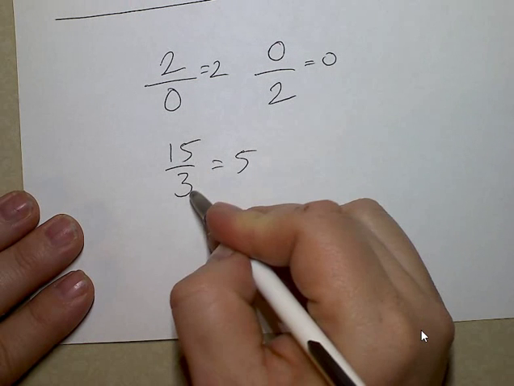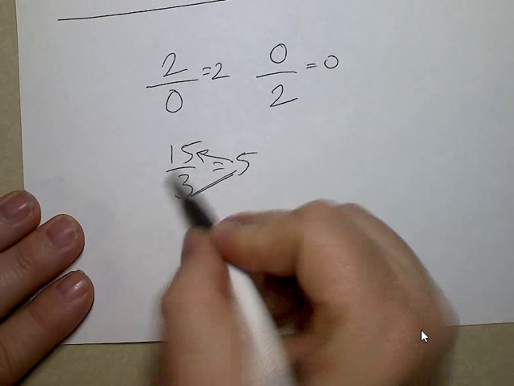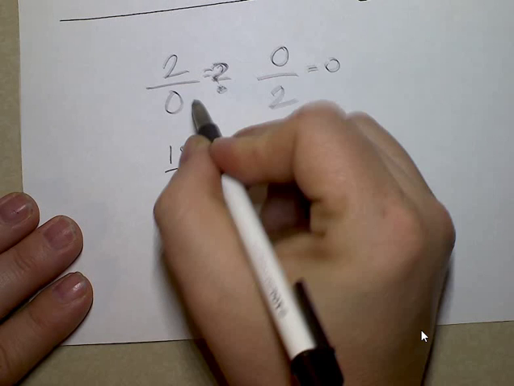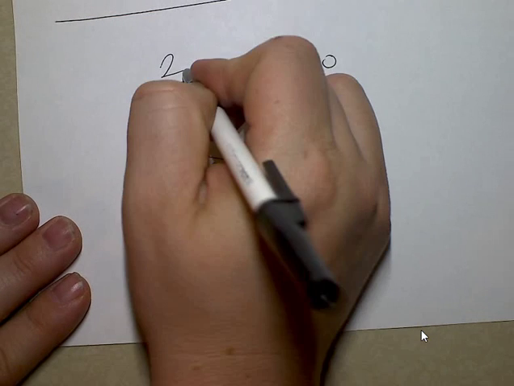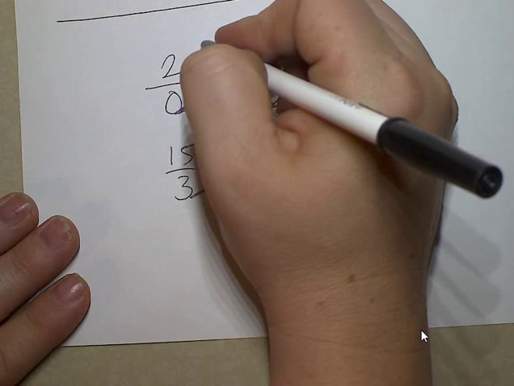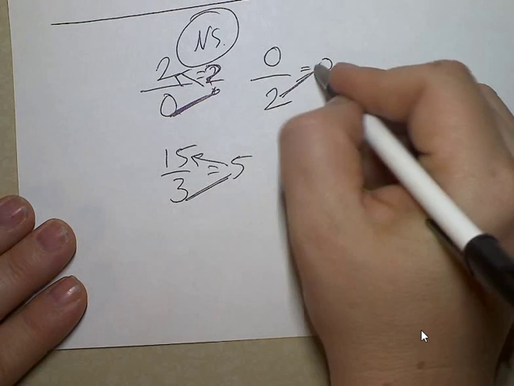Do you agree 3 times 5 equals 15? So when you figure out this answer, think to yourself, ready? What number can you take times 0 and it equals 2? Nothing. There's no answer. This doesn't exist. There's no solution to this problem. And then is 2 times 0 equal to 0?